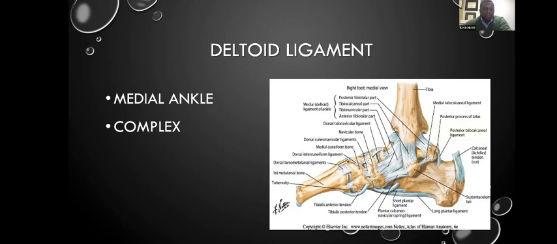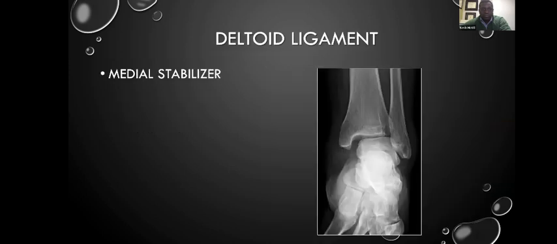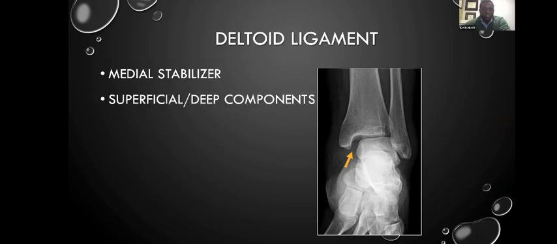Okay. And so last but not least, we're now going to discuss the deltoid ligament. Just like some of the other ligaments, it's on the medial ankle, and it's complex. It's probably a little more complex than the other ligaments. It serves as a medial stabilizer. So it's pretty rare to have a single, isolated deltoid injury. It consists of multiple superficial and deep components, which we'll get into soon.